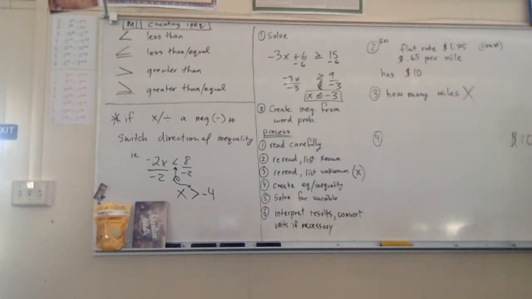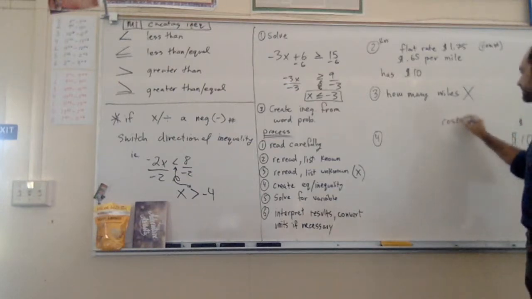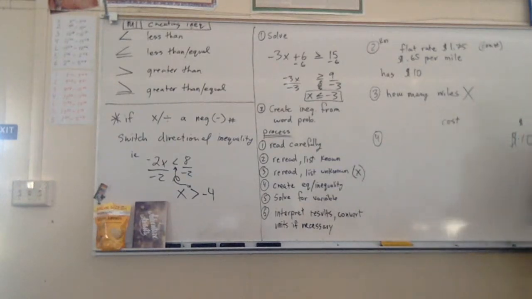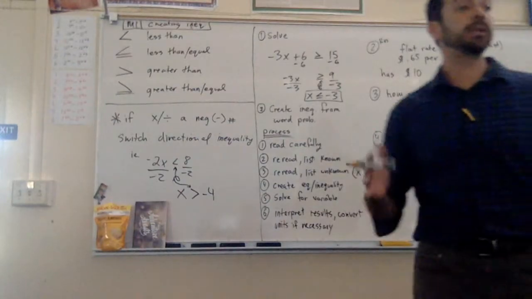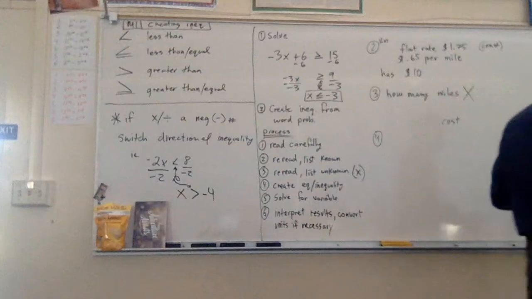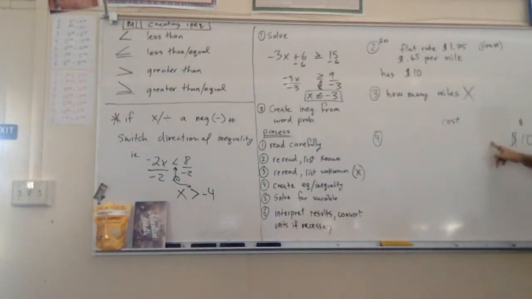Okay, so this is how much money you have. This is the cost. Can the cost be more than $10? No. Cost has to be less than $10. Could it be equal to $10? It could. So what should I put right here? Perfect. It has to be less than or equal to $10.